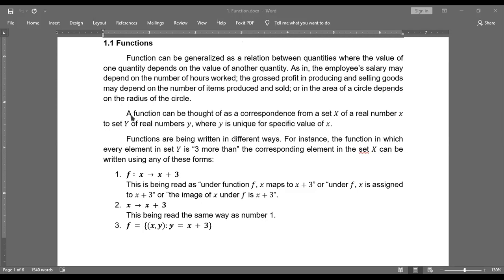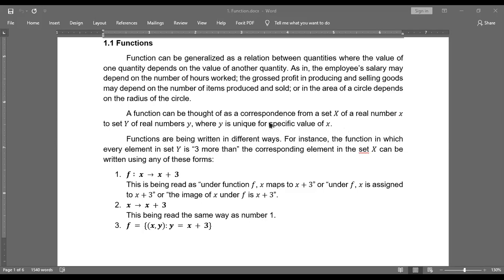So in mathematics, we define function. A function can be thought of as a correspondence from a set X of real numbers x to a set Y of real numbers y, where y is unique for a specific value of x. Don't be confused with the symbols, no? We are to use capital letters as names of sets, and small letters naman as elements of the set. Like for example, we have capital X as set, small x as element of the set X.